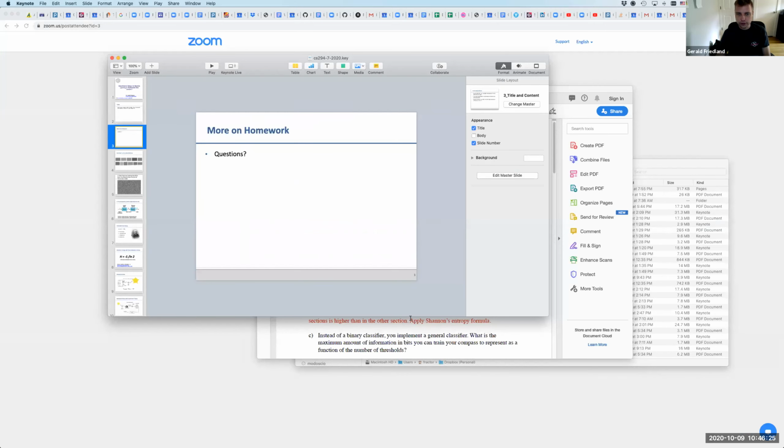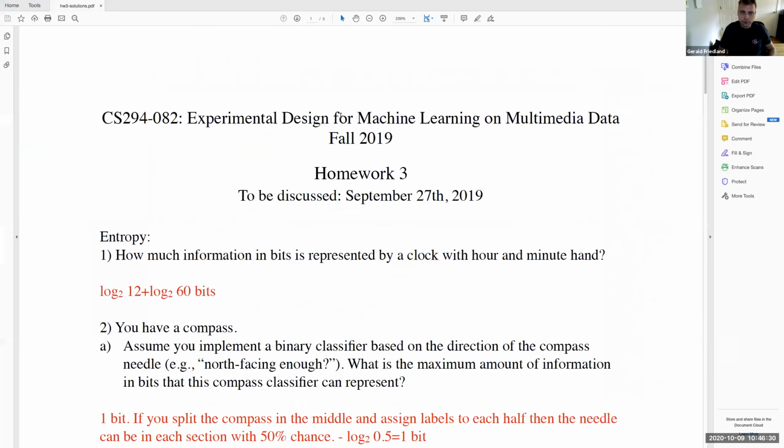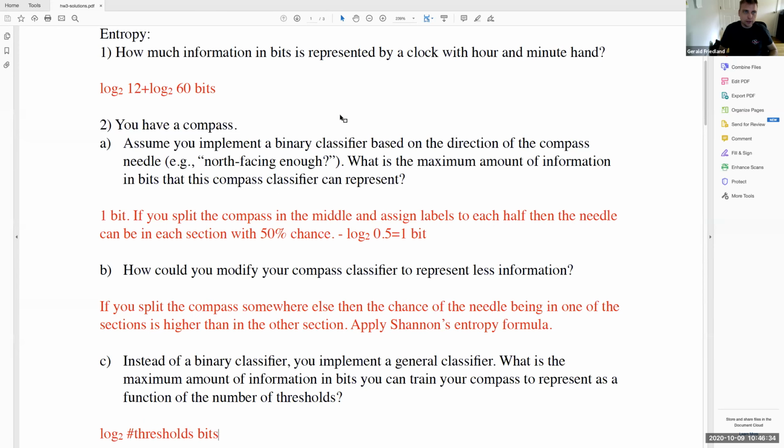Number two is the homework. Homework 3 solutions were released yesterday. The first question was, how much information in bits is represented by a clock with hour and minute hand? I kind of like this exercise because I think nobody asked themselves that. Actually, if I have a clock, what's the maximum amount of information I can get out of a clock?